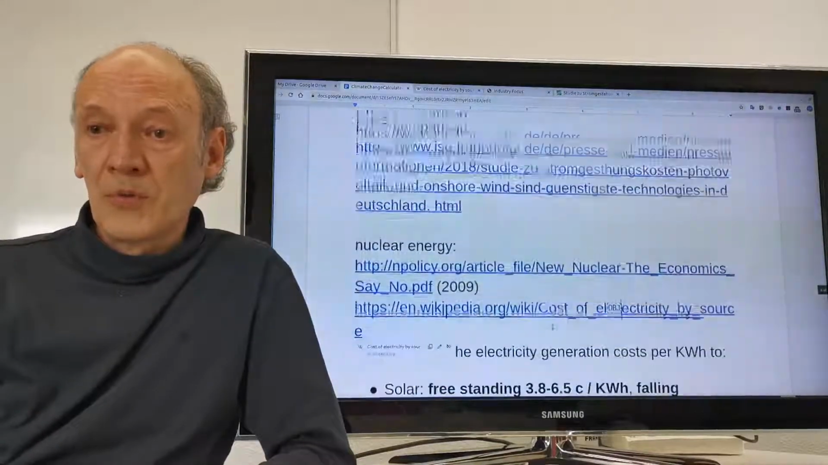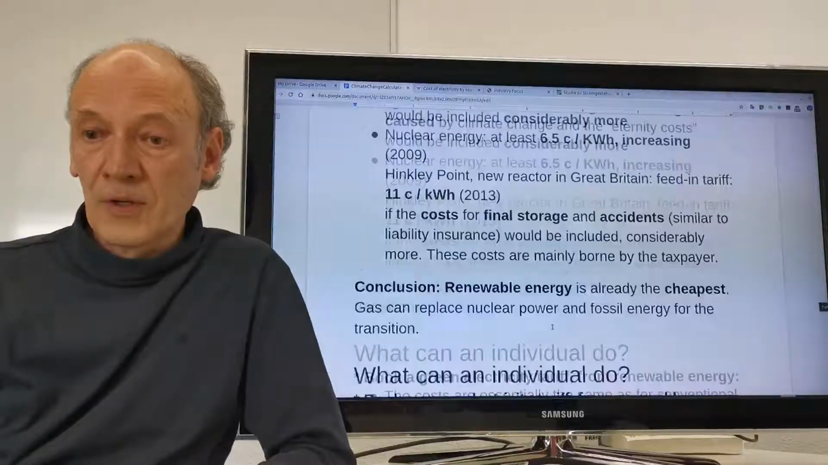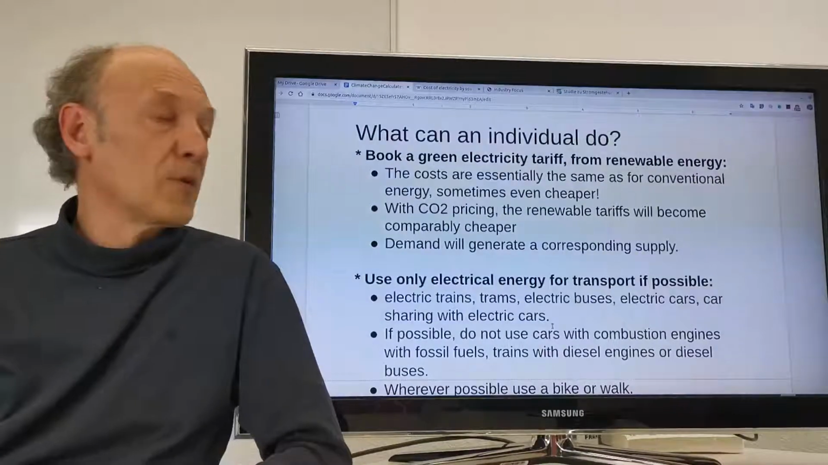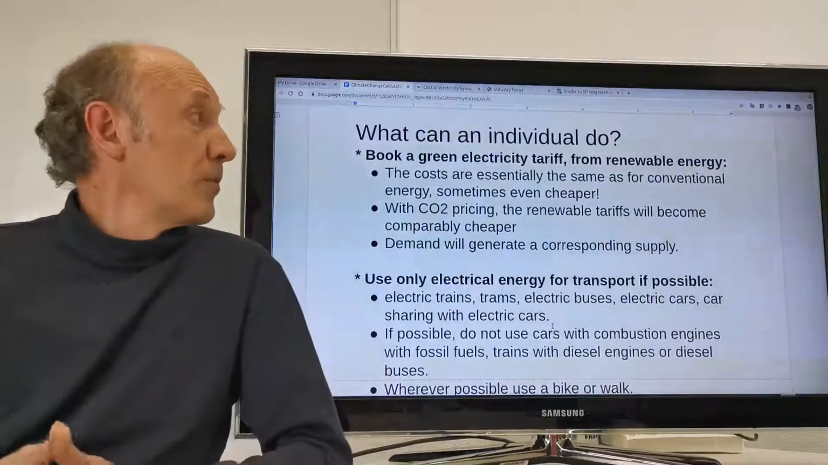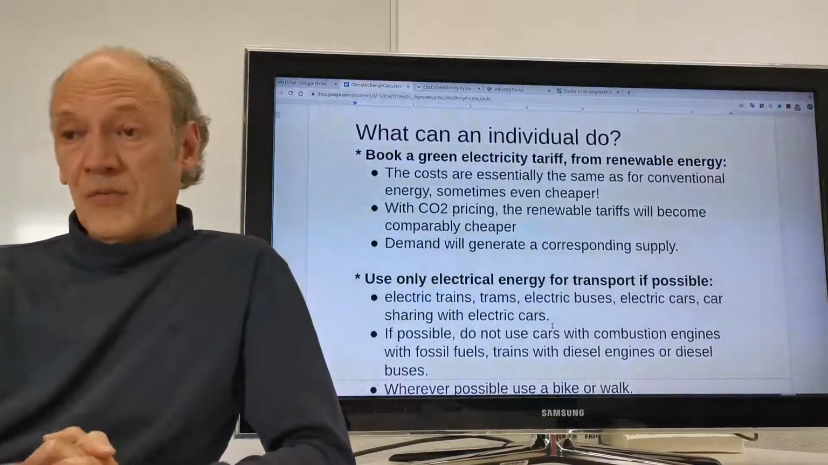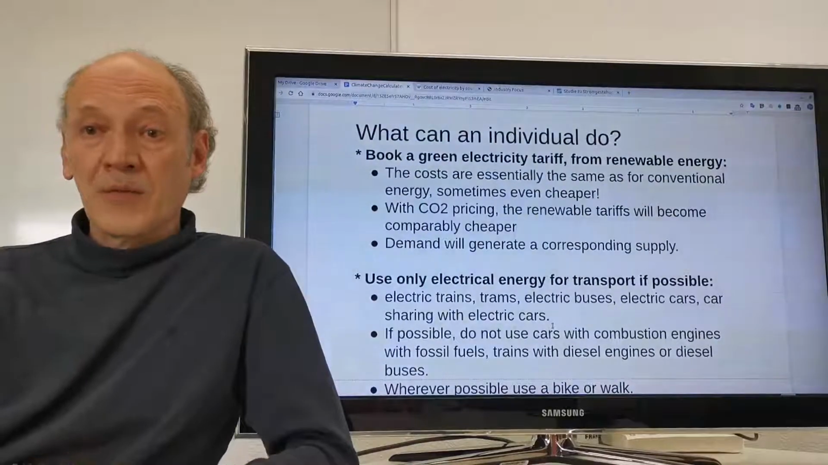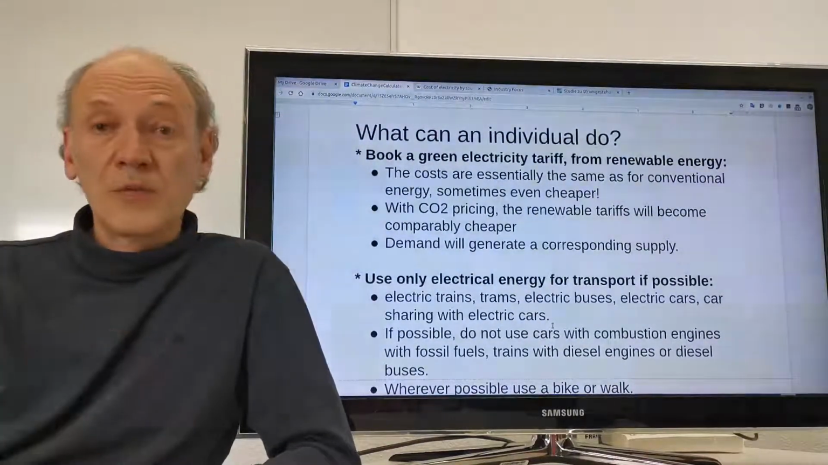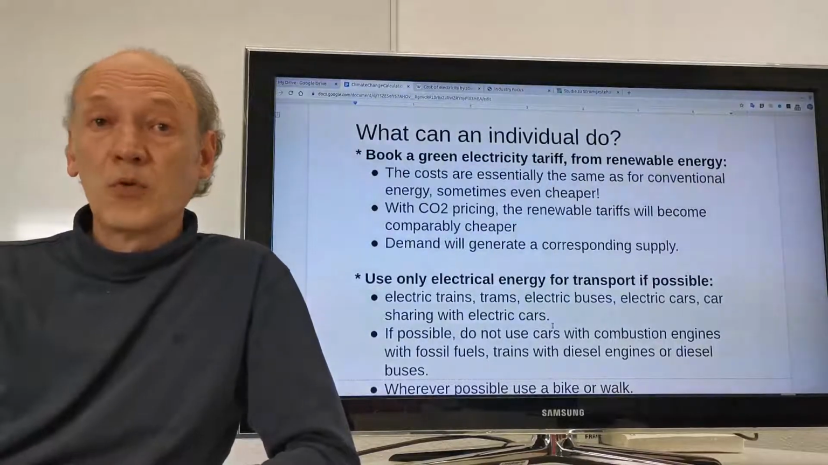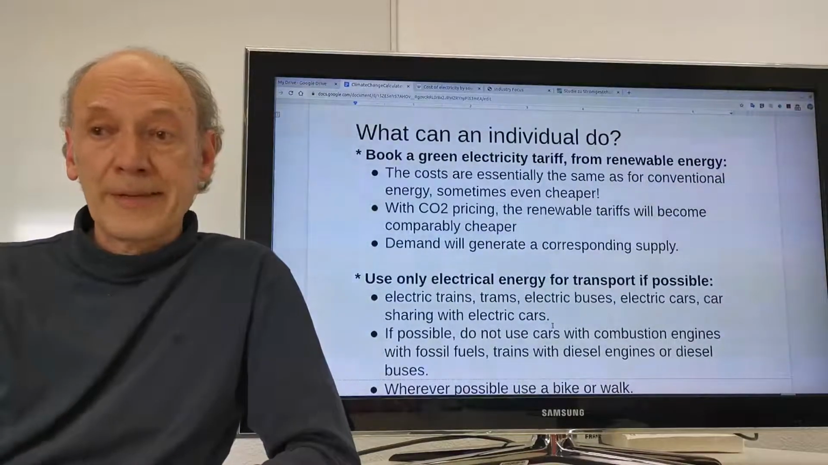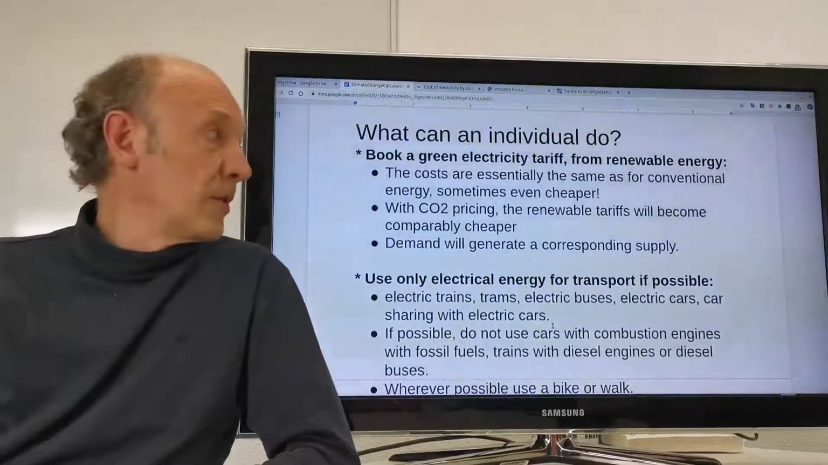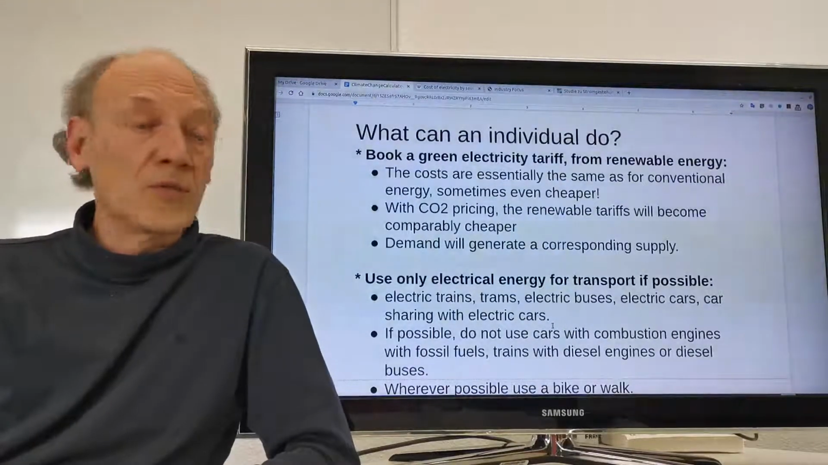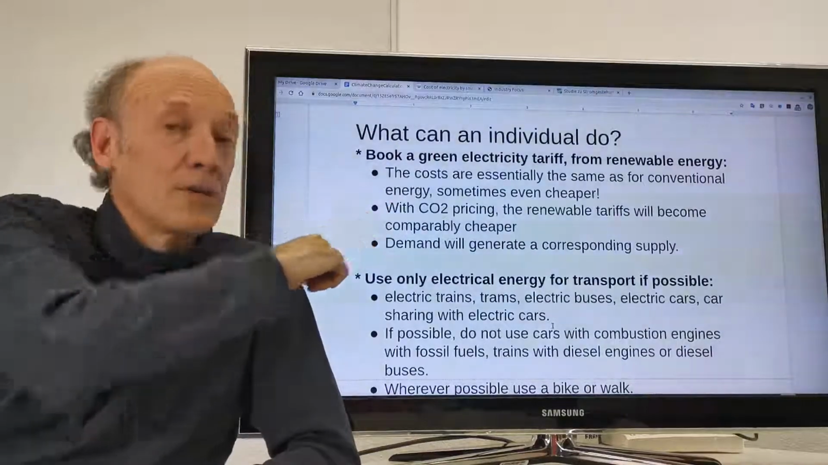But what can we do individually? So let's take a look at what we can do as an individual. So first, we can simply book a green electricity tariff from renewable energy where available. So in Germany, we have many of those tariffs where we can actually book a purely renewable energy plan. And it turns out that they are not more expensive. Sometimes they are even cheaper than the standard plan.